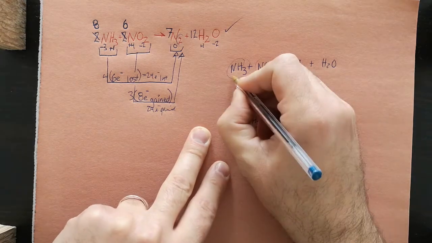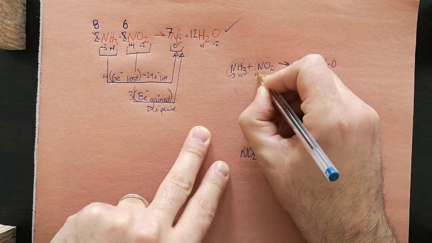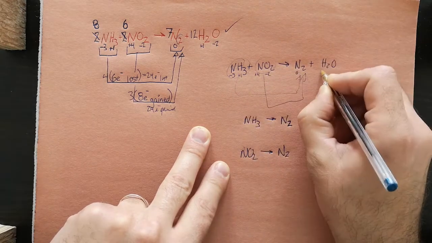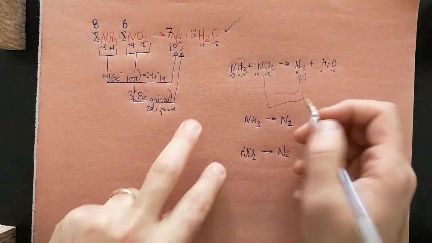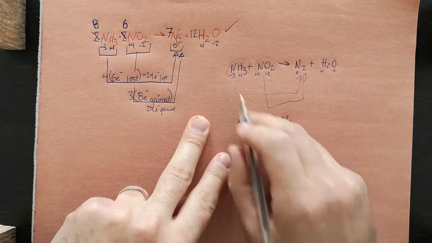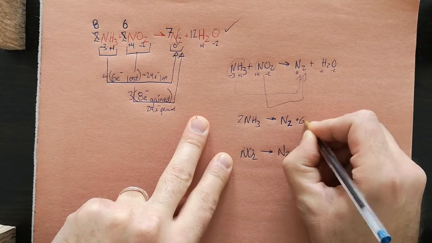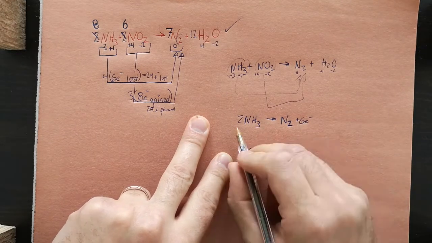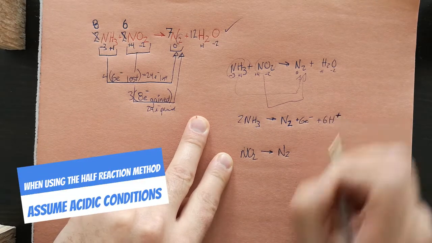So if we recall, this was, let's see, -3 plus 1 plus 4, -2, 0 plus 1 minus 2. Okay. So we can balance this as we would normally. Okay, we'll need 2 nitrogens. When we go from -3 to 0, we're going to lose 6 electrons. There you go. To balance this out, we can assume acidic conditions.